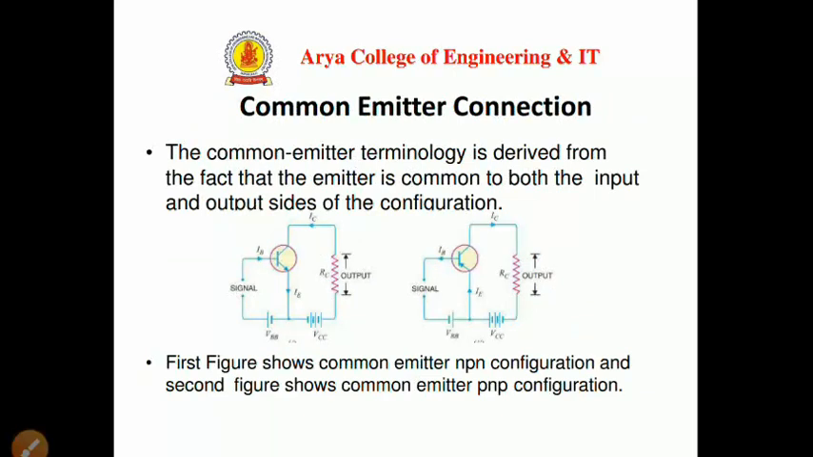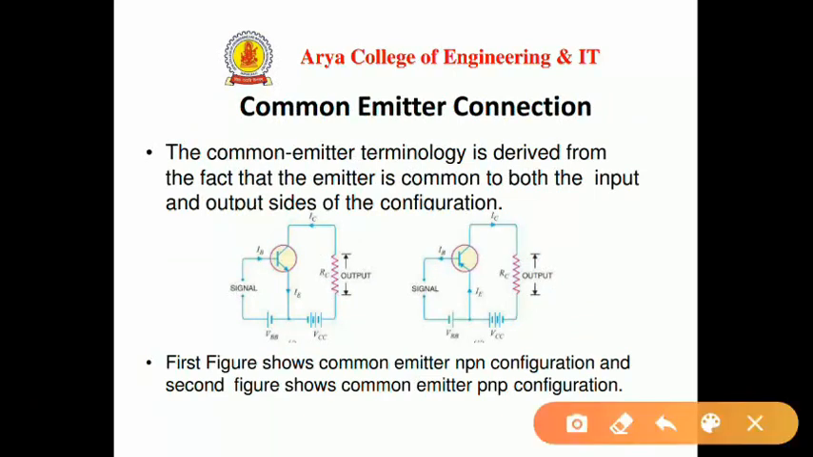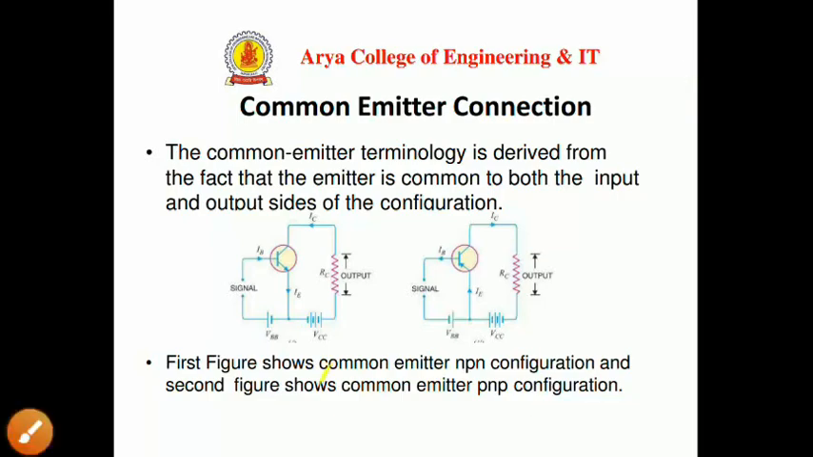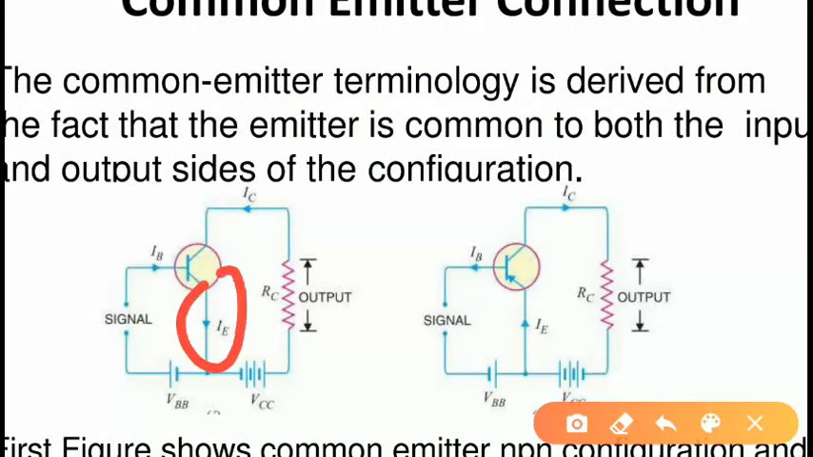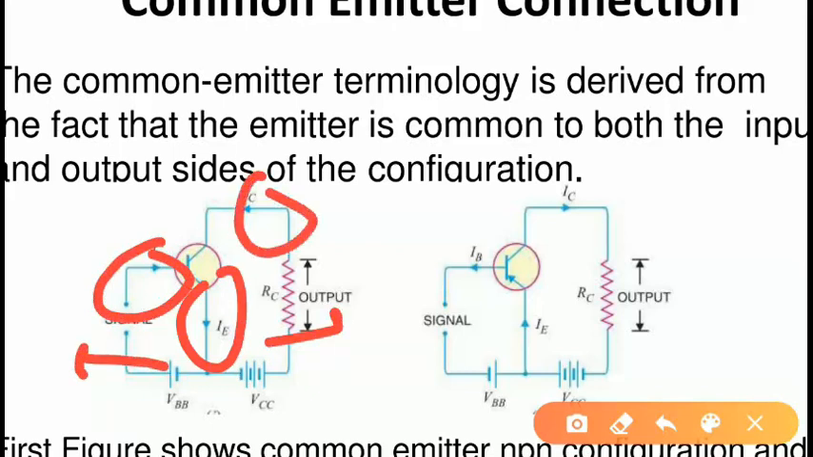Now we have another important configuration, that is the common emitter configuration. As its name suggests, the common terminal is the emitter, which is common to both the input as well as the output side. It is very clear from the diagram that the emitter terminal is common to both input and output.